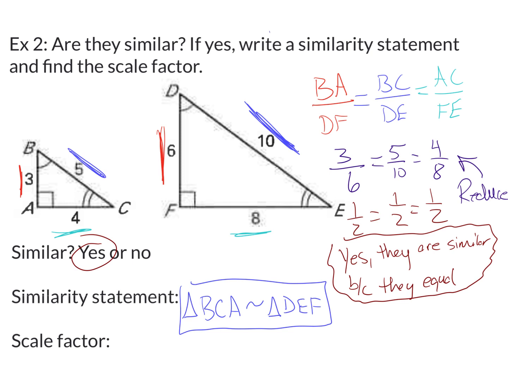Okay. Last part is the scale factor. So like I told y'all earlier with like a model airplane or whatever, the scale factor is what number we can use to figure out like the size differences. So the good thing is we've already found the scale factor. It's just simply the numbers that you reduced that all equaled each other. Okay? So our scale factor is just 1 over 2.